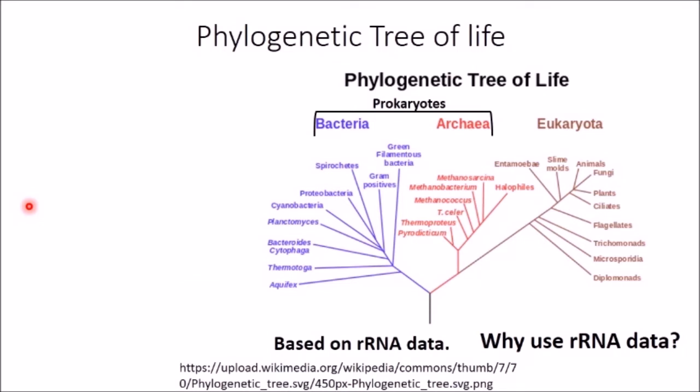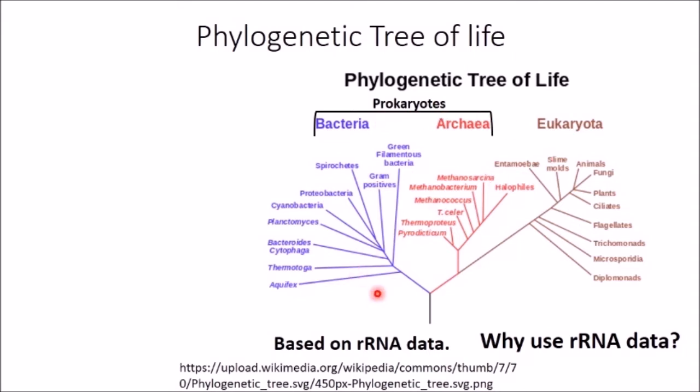So let's continue. Now, the two broadest categories of organisms that exist are the prokaryotes and the eukaryotes. The eukaryotes are just lumped together. There are no further subdivisions in terms of the eukaryotes. But the prokaryotes are divided into the bacteria and the archaea. So that's what we see right here.